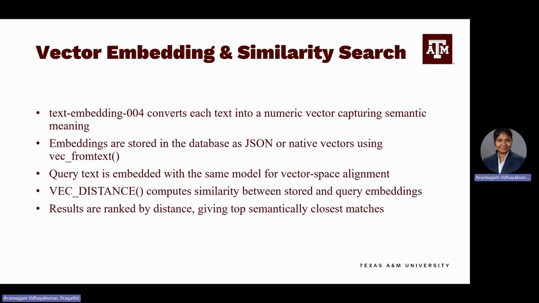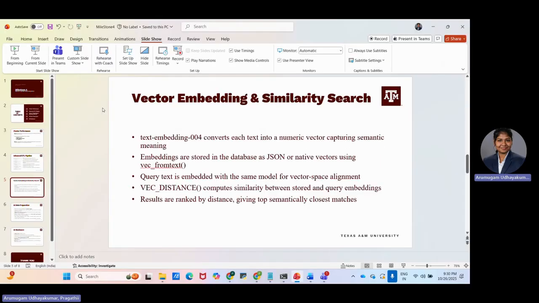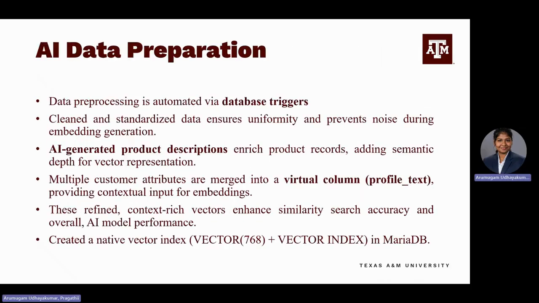And I'm using the VEC_DISTANCE function to compute the similarity between the user given input and the existing database input to query results. And I'm ranking the results based on the similarity index that is returned, and I'm returning the closest top values. So I will go ahead and also AI data preparation.